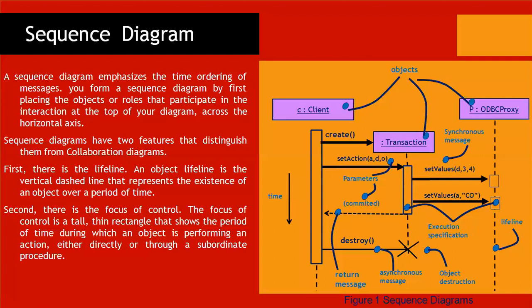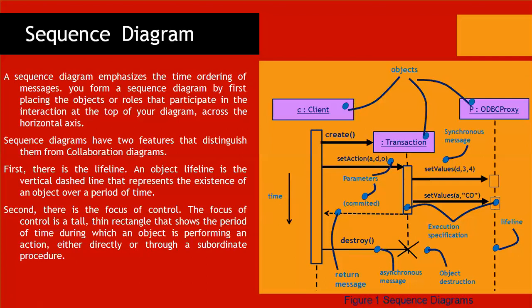Their lifetime starts with the receipt of the message create. So when we use this word create, its lifetime starts. And we may destroy objects during the interaction, by sending or receiving the message destroy. Second, there is a focus of control. The focus of control is a tall, thin rectangle. So here you can see this tall, thin rectangle. This rectangle shows the period of time during which the object is performing an action, either directly or through a subordinate procedure.